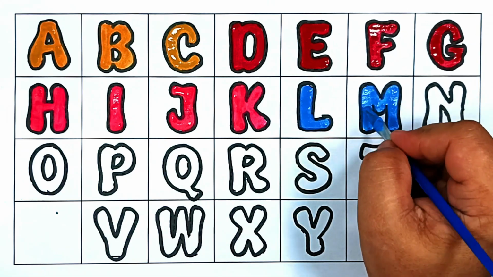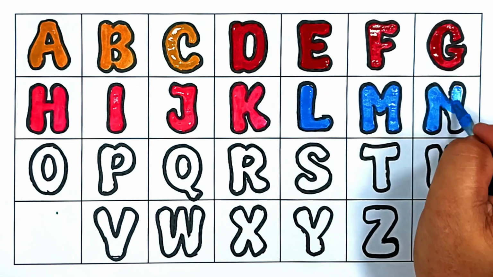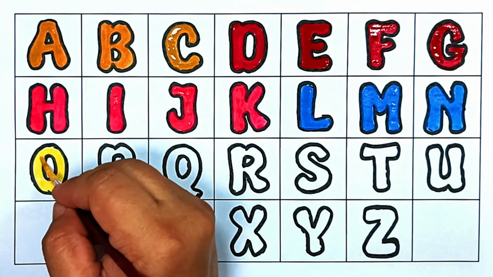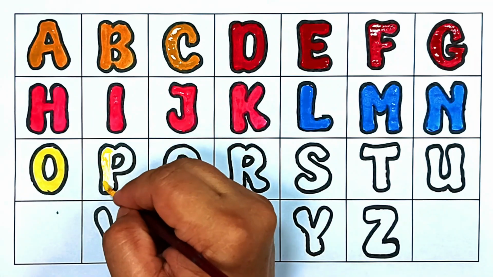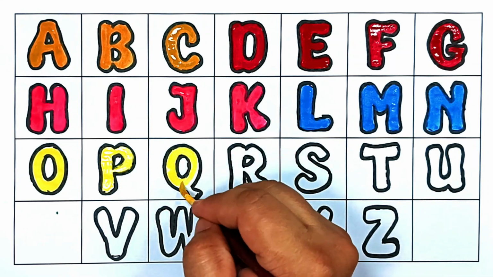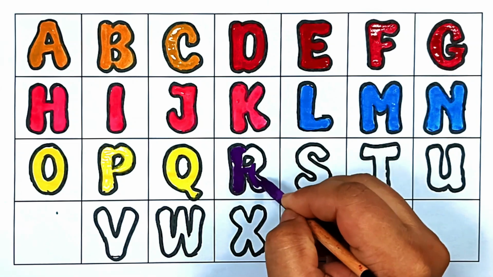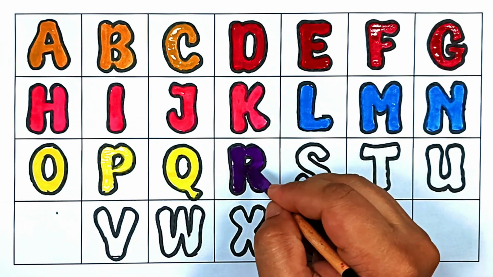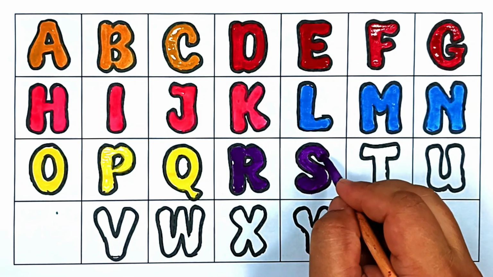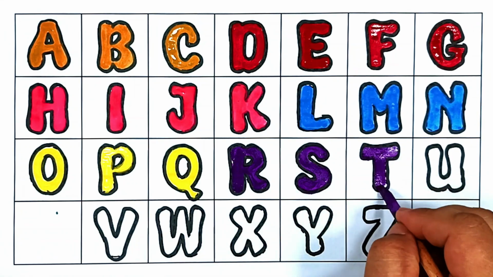M for man, M for man. N for net, N for net. O for onion, O for onion. P for pen, P for pen. Q for queen, Q for queen. R for ring, R for ring. S for star, S for star. T for train, T for train.